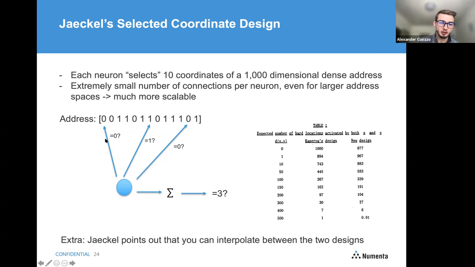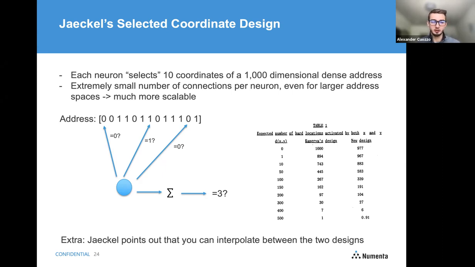Now the problem with this is the assumption is that the address is still fundamentally dense, but you're just subsampling from it to do a match. So yeah, as I said, it's not fully there, but it's a step towards more sparsity.